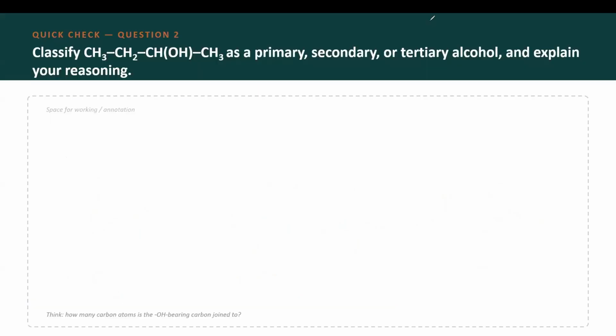Now, everybody look at this. I want you to go to the chart and answer this question. I'm looking at the chart right now. Go to the chart and answer this question. You are going to write whether it is primary, secondary, or tertiary, and you are going to write your reason.